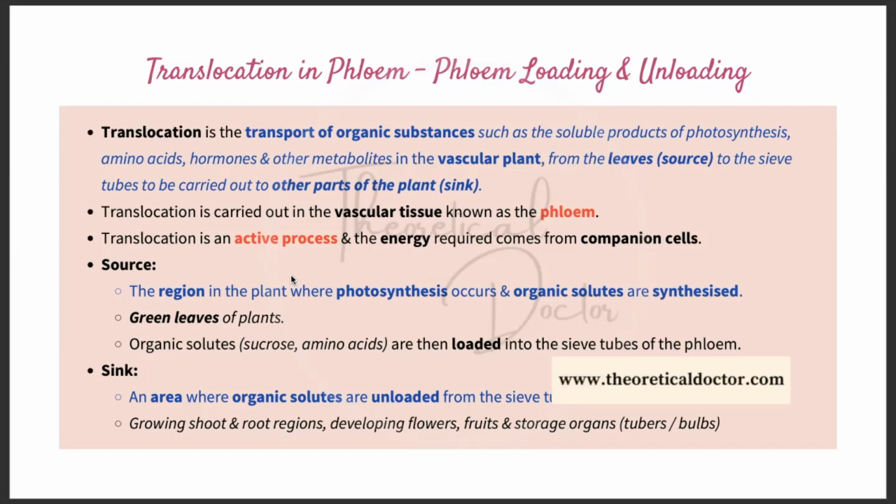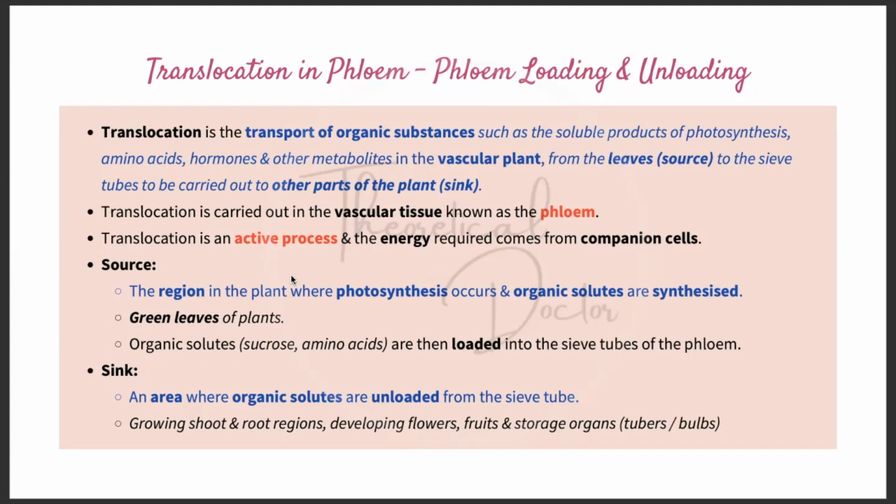Translocation is carried out in the vascular tissue known as the phloem. It is an active process, and the energy required comes from companion cells, as you can see in the previous slide. Source is the region in the plant where photosynthesis occurs and organic solutes are synthesized. An example of a source is the green leaves of plants. Over here, organic solutes such as sucrose and amino acids are then loaded into the sieve tubes of the phloem.